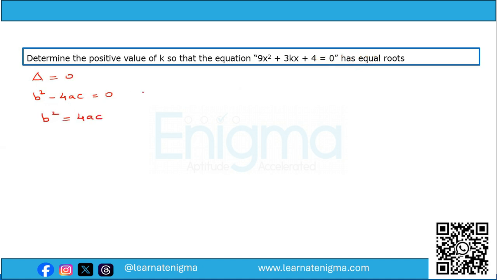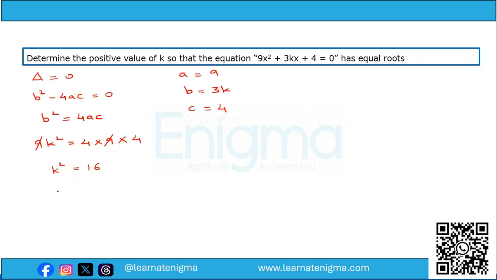Now, if we compare the given quadratic equation to the standard form, we get a = 9, b = 3k, and c = 4. So b², that is 9k², is equal to 4 × 9 × c, that is 4. So 9 gets cancelled. So therefore we have k² = 4 × 4, which is 16.